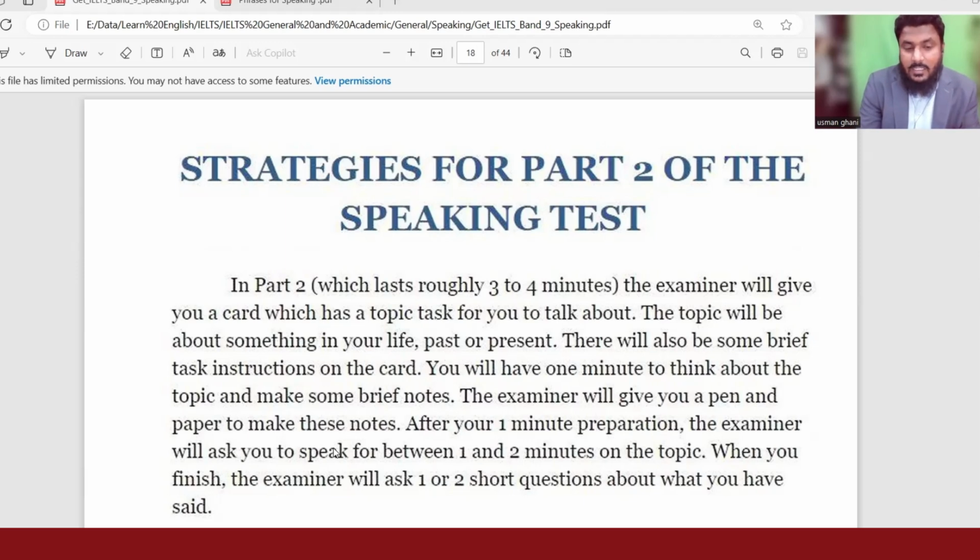Hopefully it is clear. Reis, can you please tell me what you understand about part 2, what I told you now? Yes, sir. In part 2, the examiner gives a card on which different topics are written, and then we make notes for 60 seconds, and then we use these notes to speak for almost two minutes, and consider sentences, vocabulary and grammar.